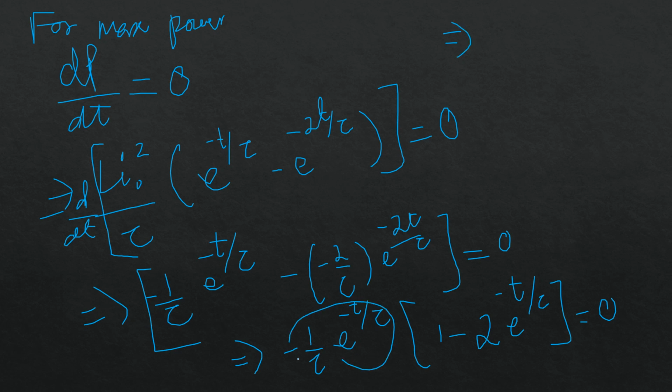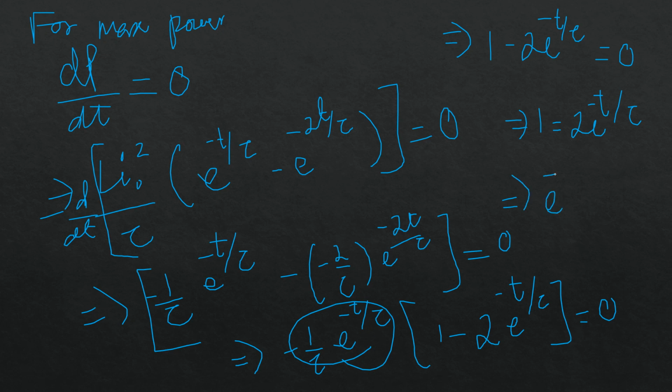And now this whole term will go to the right side. So what will be left? 1 minus 2 e to the power minus t by tau is equal to 0. So 1 is equal to 2 e to the power minus t by tau. So e to the power minus t by tau is how much? 1 by 2. Alright.